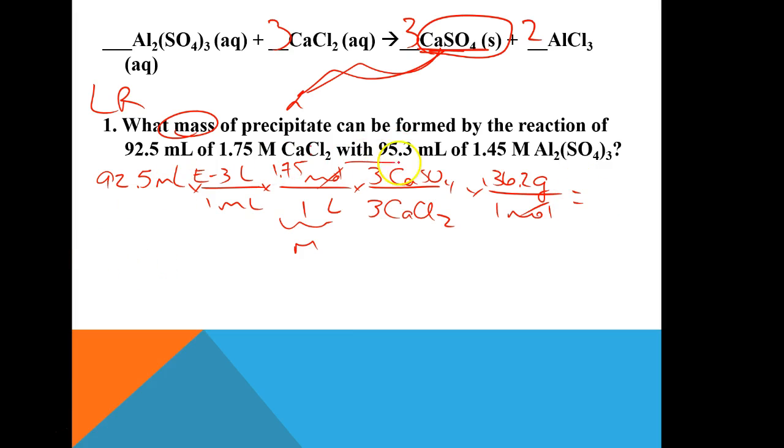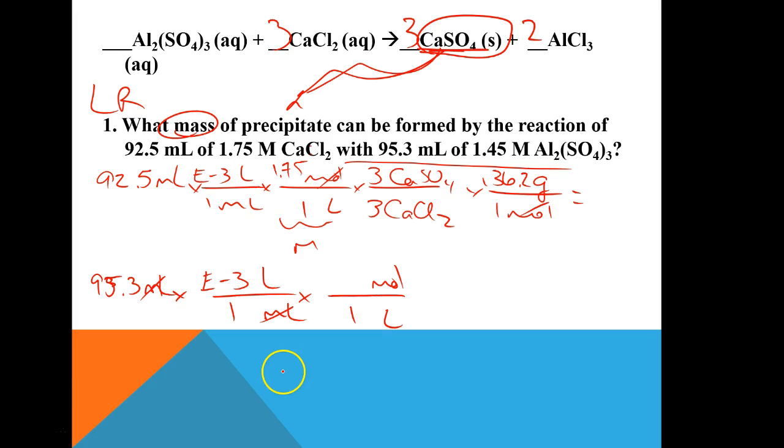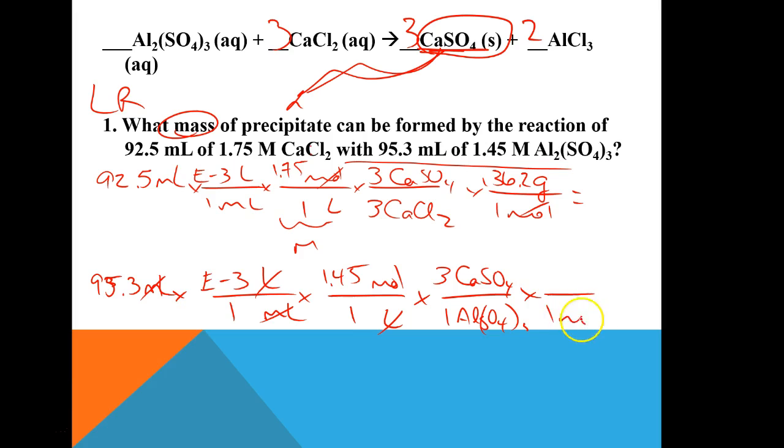And then you're going to do the same thing with the other reactant, because we don't know what's excess yet. So 95.3 milliliters. Milliliters on the bottom, liters on top. 1E-3. Liters on the bottom, moles on top. Again, put a 1 by the liter. 1.45. And it's 1 Al2(SO4)3 for every 3 of the calcium sulfates. And then the last step should be identical to the one above it, because you're changing it into the same thing. That's how you do limiting reactants. What you want to do is make sure that you are comparing the same chemical.